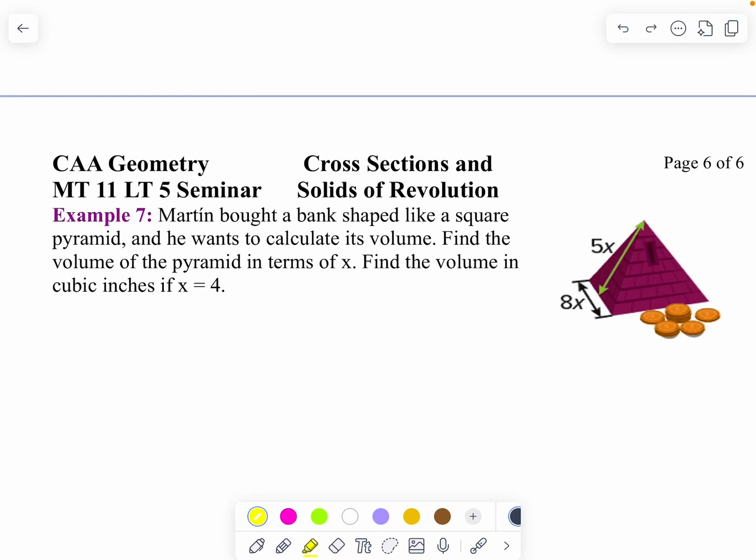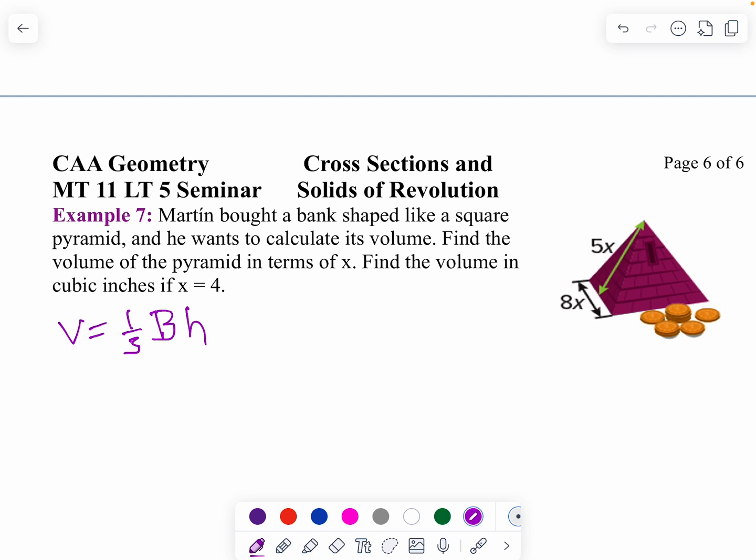In our last example, it's pretty much the same thing, but a little bit more complicated, so I thought we better do one like this. Martin bought a bank shaped like a square pyramid. He wants to calculate its volume. Okay, so it's a pyramid, so we're going to say the volume is 1/3 times the area of the base times the height. I want to find the volume of the pyramid in terms of x, so notice we've got some variables here, and I want to find the volume if x equals 4.